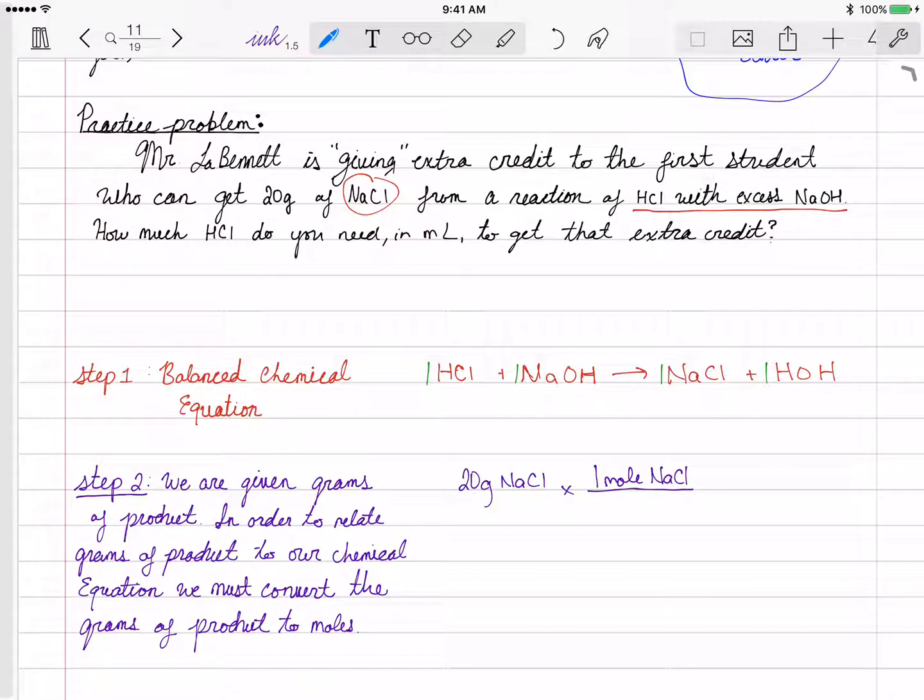So I got 58.45 grams. And it may differ slightly depending on your periodic table, how you round, how far your calculator rounds, things like that. So it might be just a little bit different.